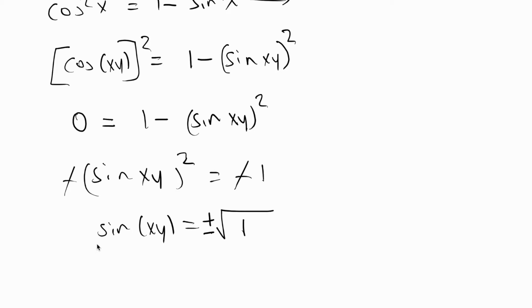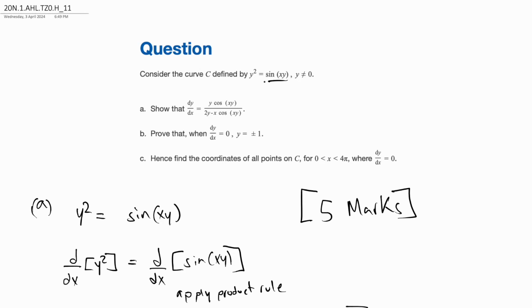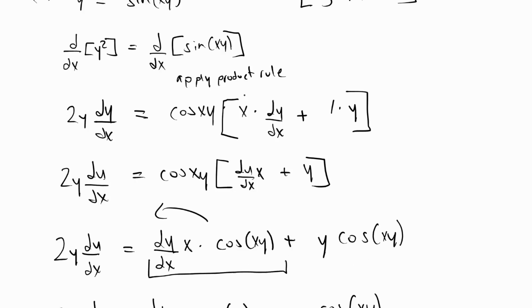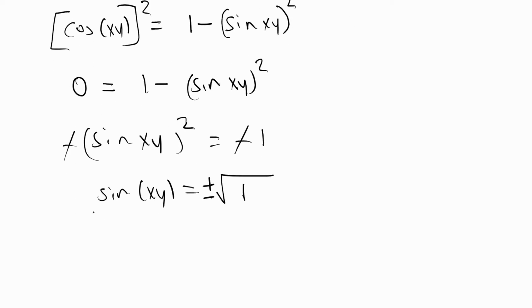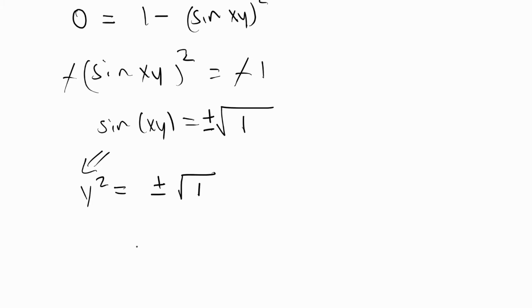Now, if you take a look back at the original equation, we know that sine of xy is also equal to y square. So let's just substitute that in. Instead of sine of xy, we can write y square is equal to plus or minus the root of 1. So y must be equal to, again, plus or minus 1.